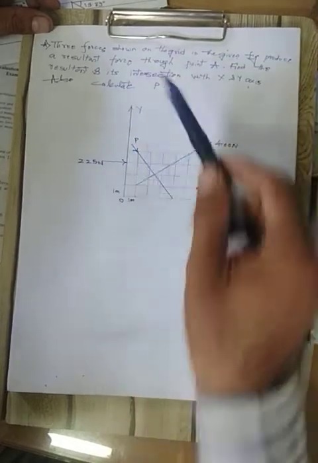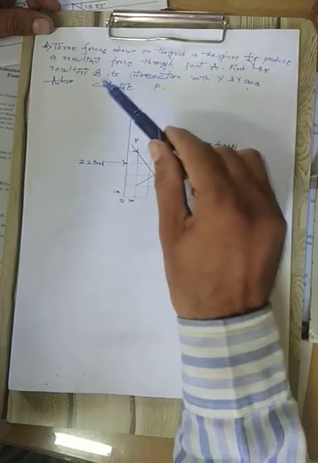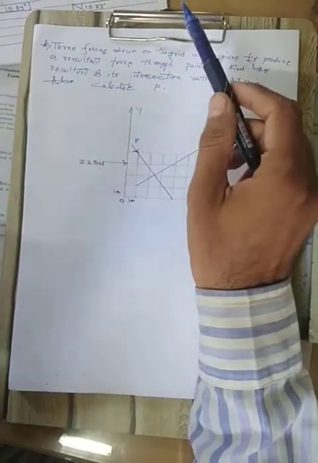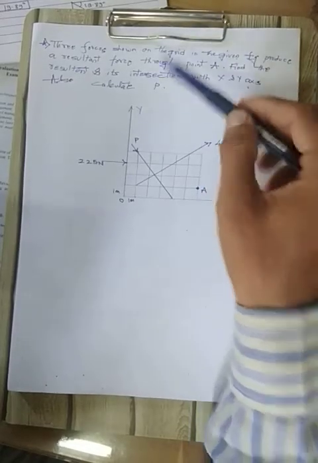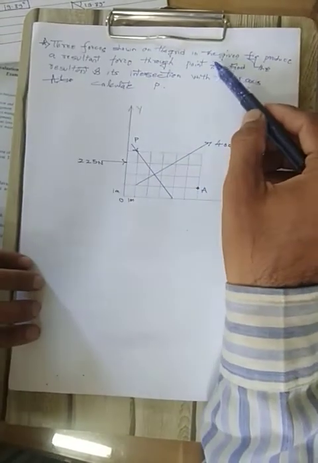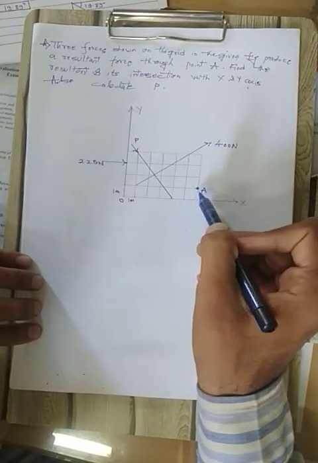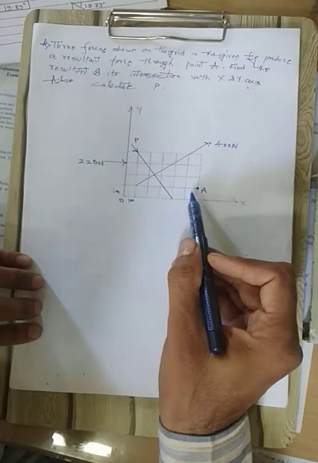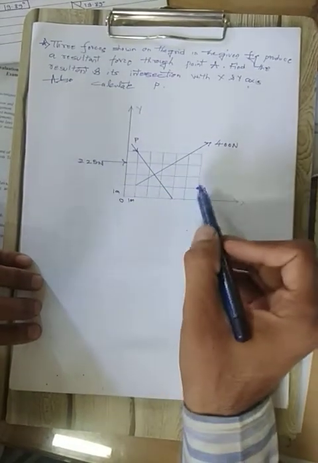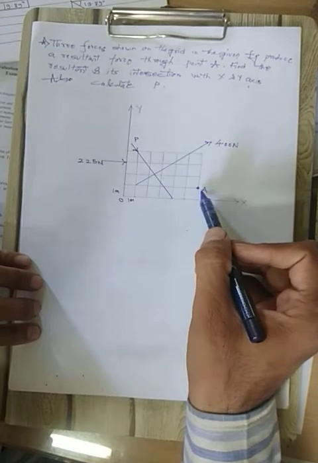So what the question says: the three forces shown on the grid in the given figure produce a resultant. That means all these three forces produce a resultant force through point A. That means the resultant is passing through point A, where point A has been located. So the resultant of all the three forces will be passing through point A.